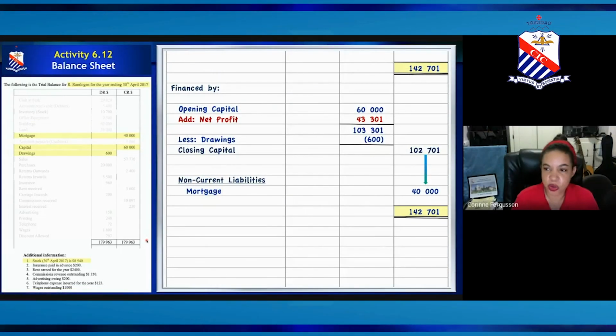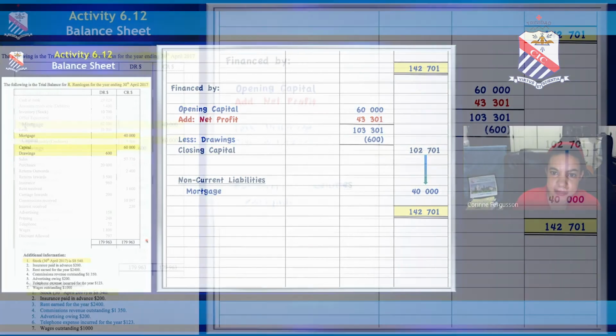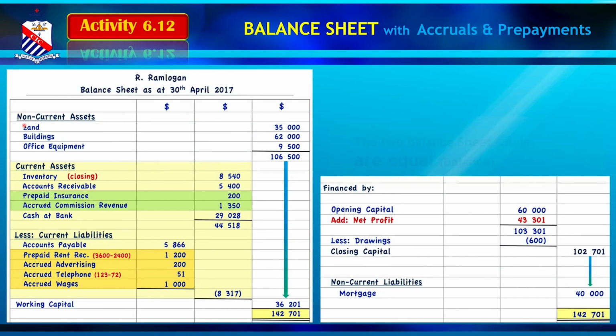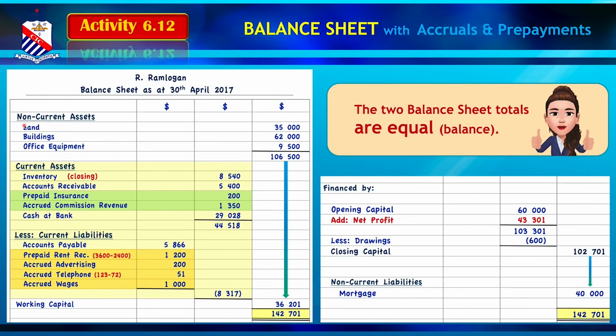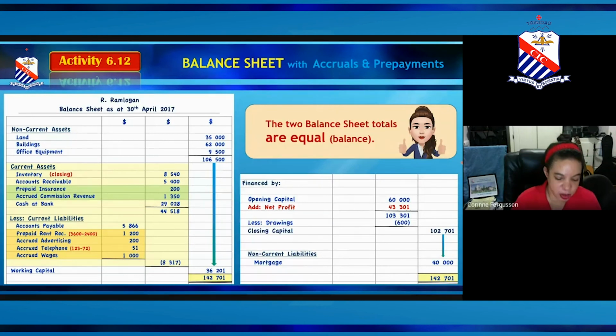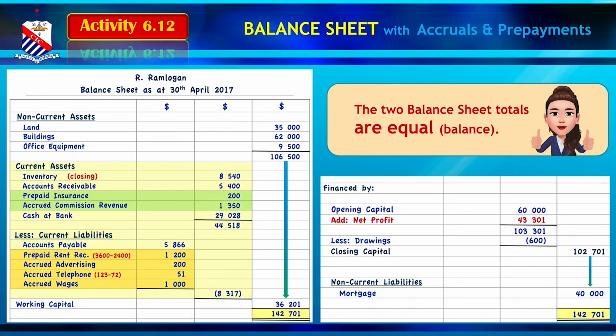You compare your two totals, and once they are equal, it means that your balance sheet has balanced. Here we have our answer, and you would see that our totals are equal, and we should be feeling very happy. And so if you would notice, for your balance sheet, most of the work is done here for accruals and prepayments. The second part is extremely easy. So once you have finished this, you can breathe easier.